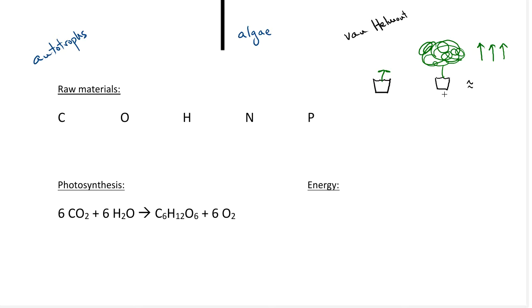Now, it turns out that that's wrong. It's not coming from the water predominantly. It's actually coming from the air, the carbon dioxide in the air. But this was a very important experiment in the history of botany that showed that the mass gain is not coming primarily from the soil.